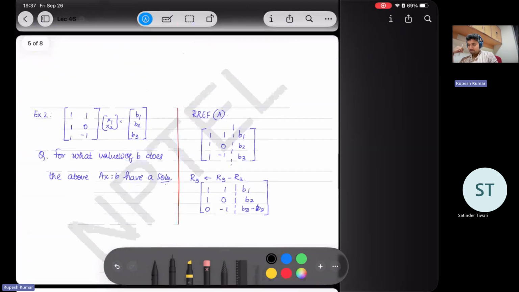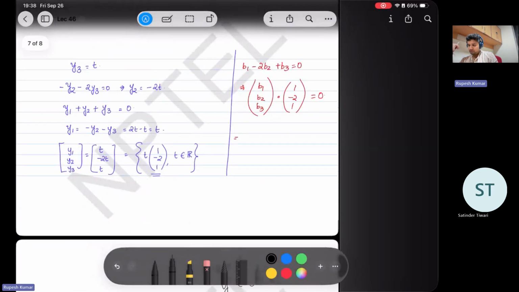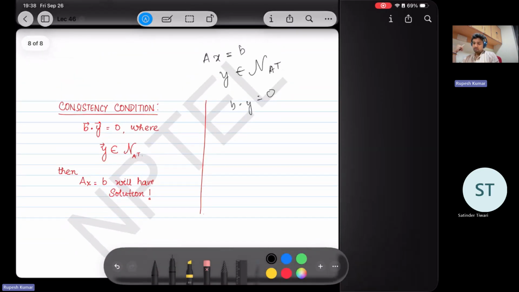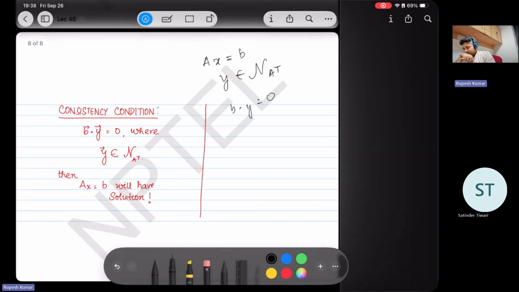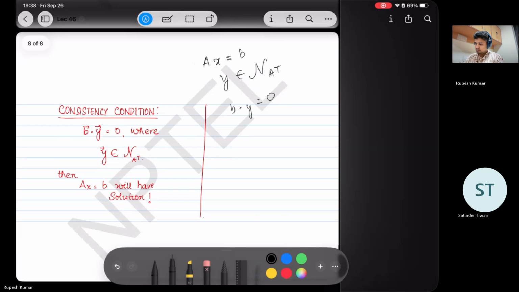How did we reach here? How did we define this consistency criteria? You can simply work this out by taking a general m cross n matrix and finding the pattern. So let's try to make sense of this. I think the above example has been solved. Yeah.